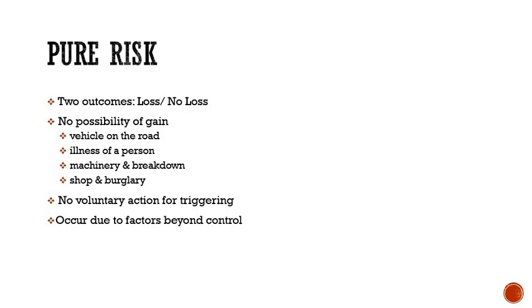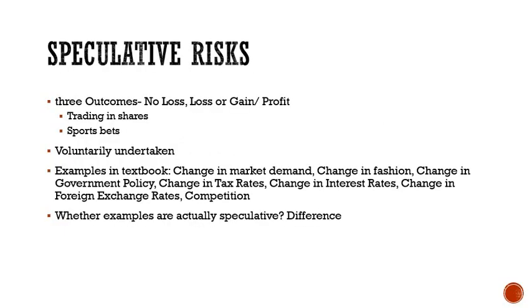Speculative risks, on the other hand, may lead to three outcomes: no loss, loss, or gain or profit. Let's see a few examples. Ravi buys 100 shares in the share market of a particular company at rupees 300 per share. 1 month later, the price per share of that company is only 200 rupees. Thus, there is a loss of 100 per share, that is 300 minus 200.